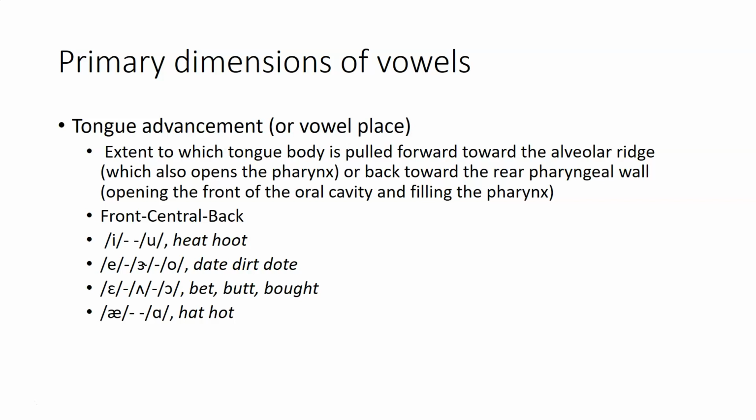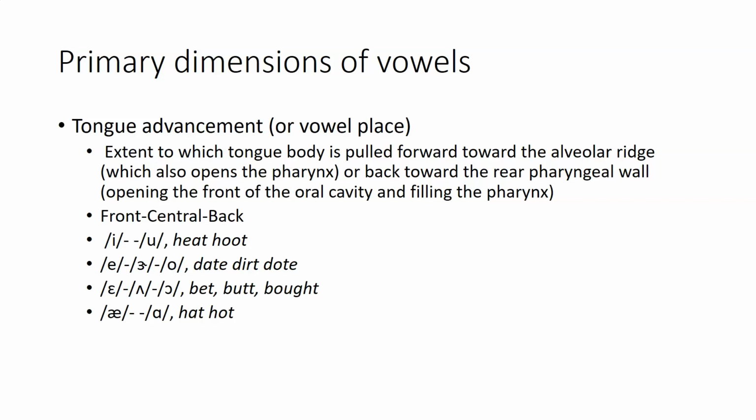Another primary dimension of vowels is tongue advancement or vowel place, the extent to which the tongue body is pulled forward toward the alveolar ridge, which also has the effect of opening up the pharynx, or back toward the rear pharyngeal wall, which opens up the front of the oral cavity and fills in the pharynx. This dimension goes from front to central to back.